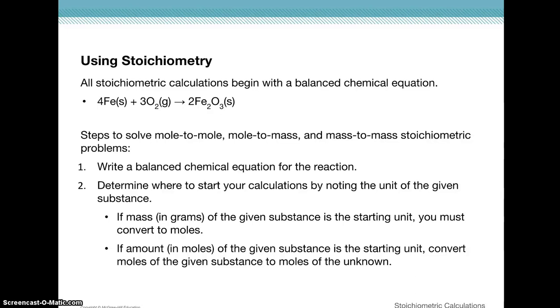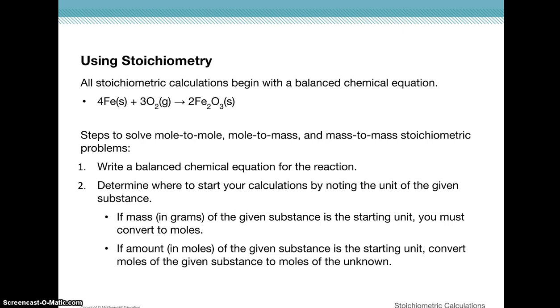Okay, let's talk about how we actually do these stoichiometry calculations. Now, the key, and this is why it's in big bold with stars on it: all stoichiometric calculations begin with a balanced chemical equation. We just looked at that. I just talked about that. You have to have a balanced equation before you can do anything else when you're doing these calculations.